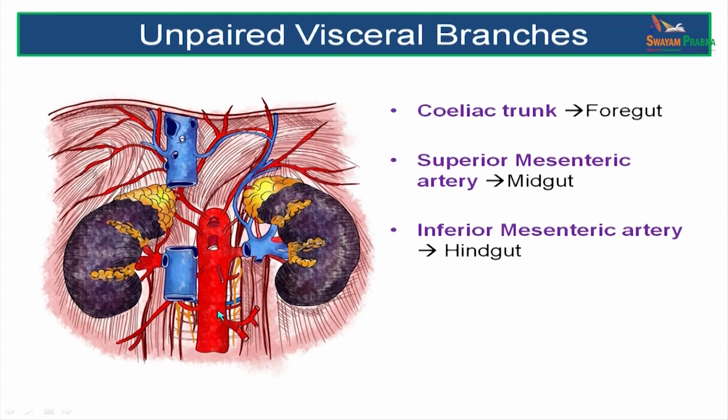inferior mesenteric lowest. The celiac trunk is the artery to the foregut, the superior mesenteric is the artery to the midgut, and the inferior mesenteric is the artery to the hindgut. I am sure you all must be knowing about foregut, midgut and hindgut. These are the 3 components of the gastrointestinal tract which you will study when you learn embryology.